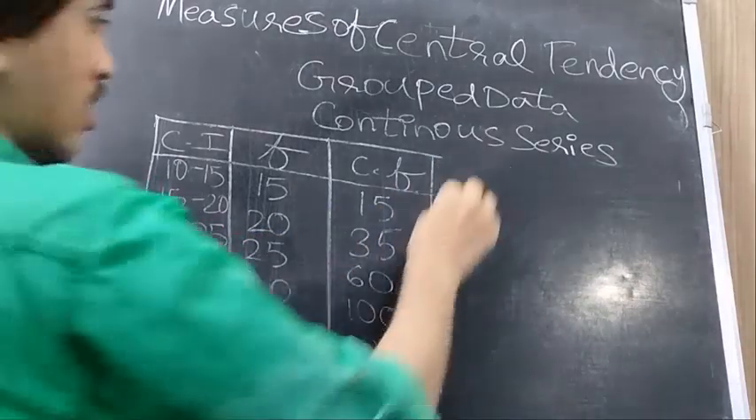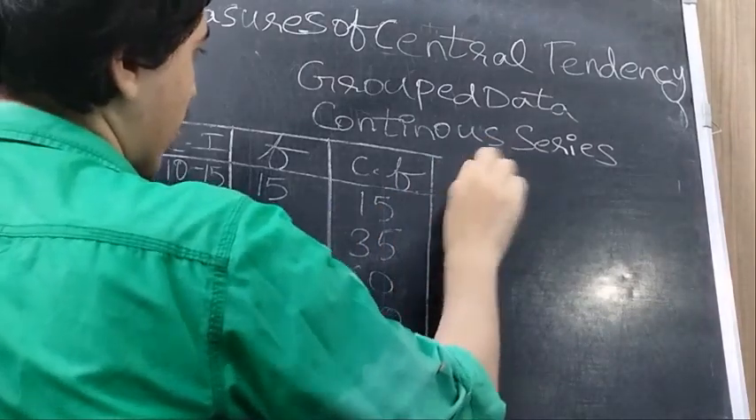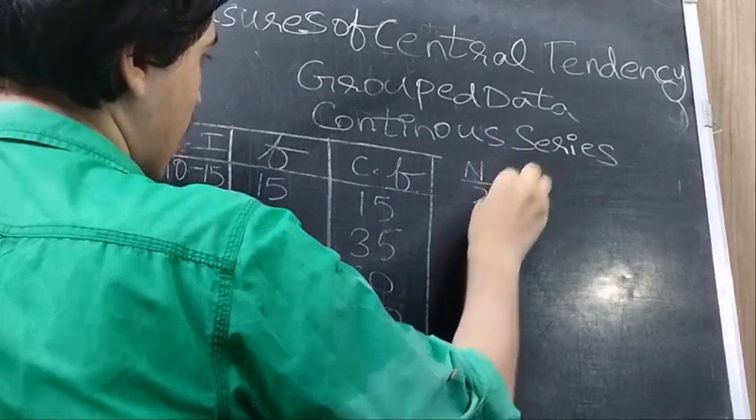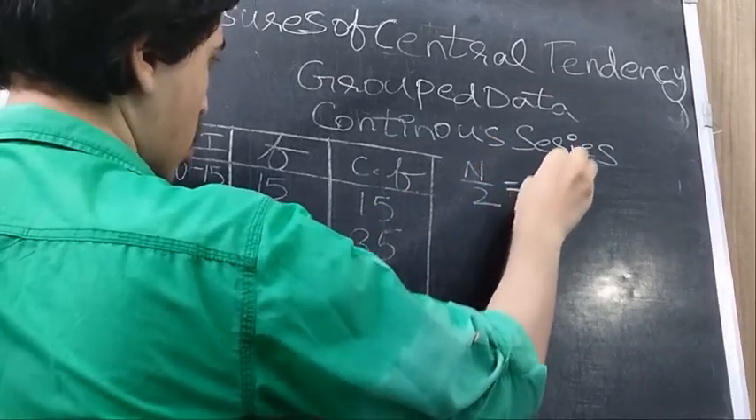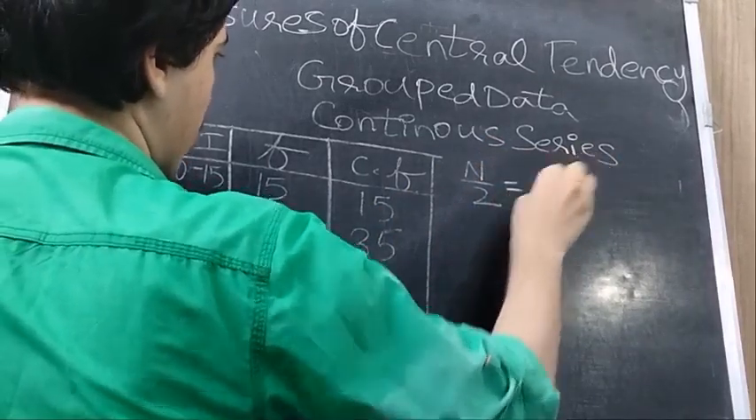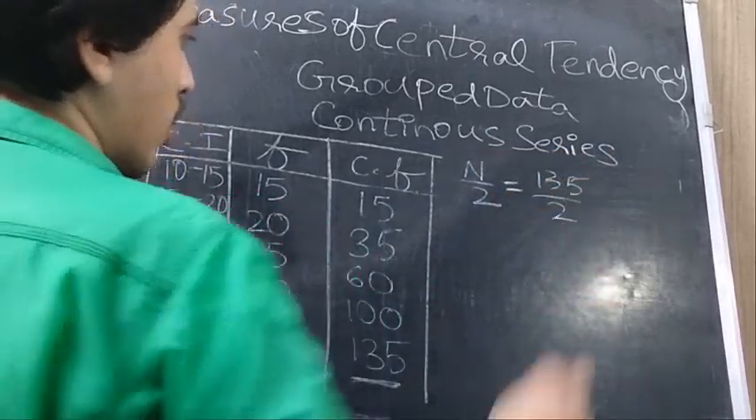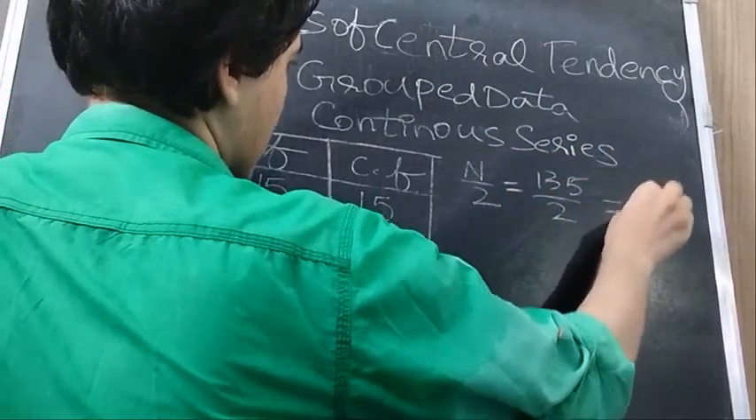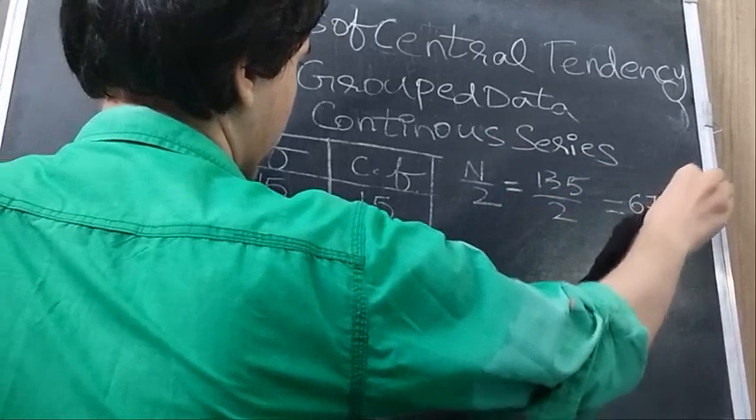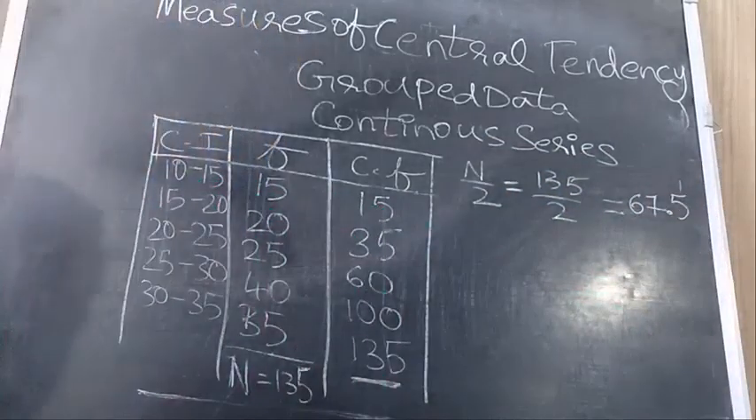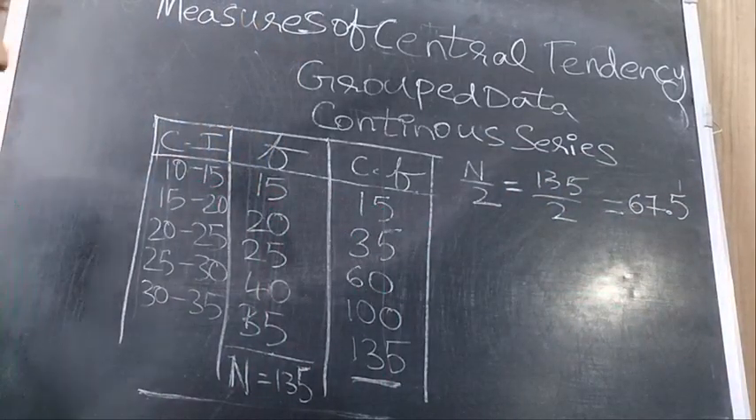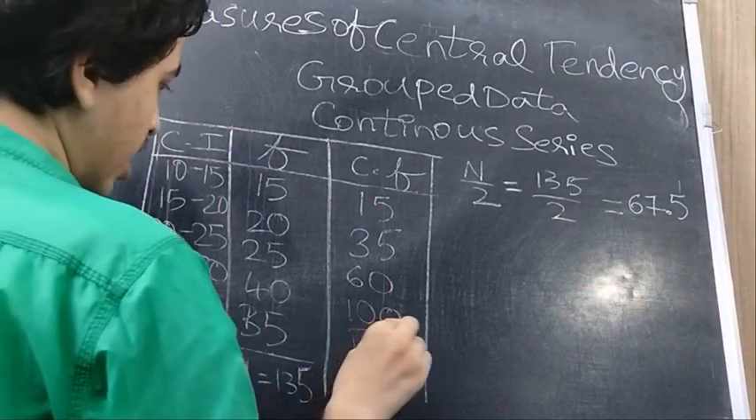Okay, here you have to find the n by 2 value. N by 2 is equal to 135 by 2. How much will you get? That is 67.5. You will get the n by 2 value as 67.5. See where it is coinciding, 100.